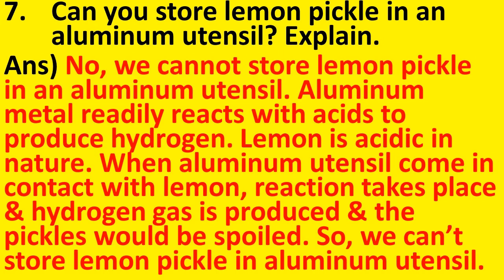So what is the reason? Aluminium is a highly reactive metal. It can easily react with acid and produce hydrogen gas. So when an aluminium container or vessel comes in contact with the lemon, it reacts and hydrogen gas is produced. This can spoil the pickle. Therefore, we cannot store lemon pickle in an aluminium utensil.